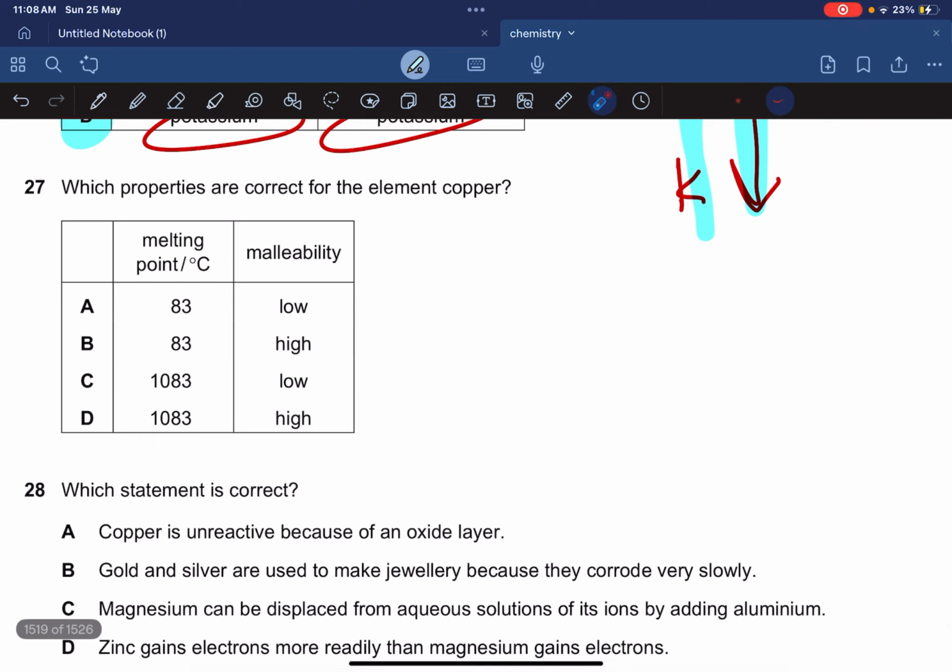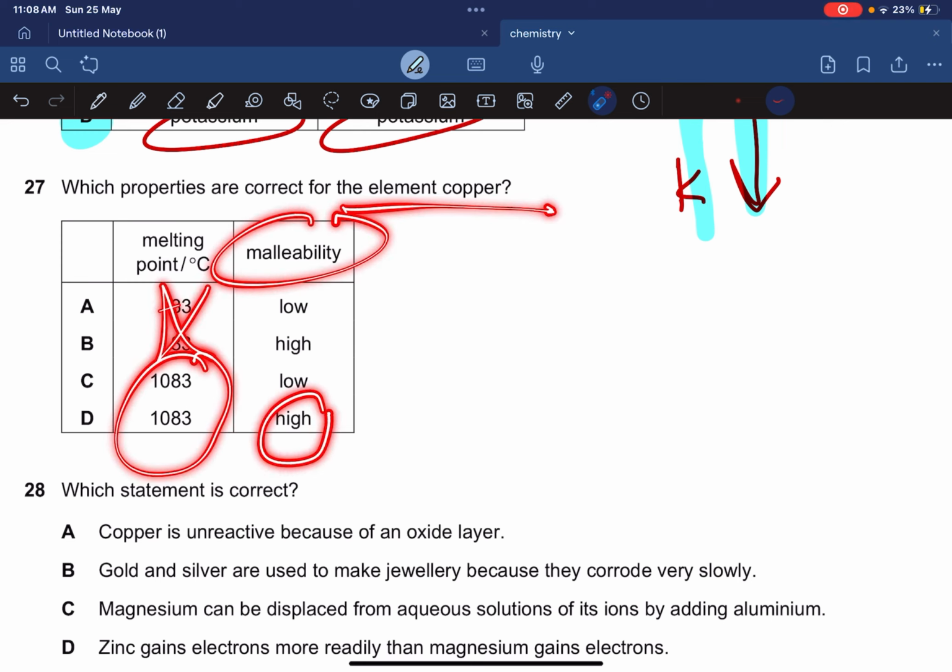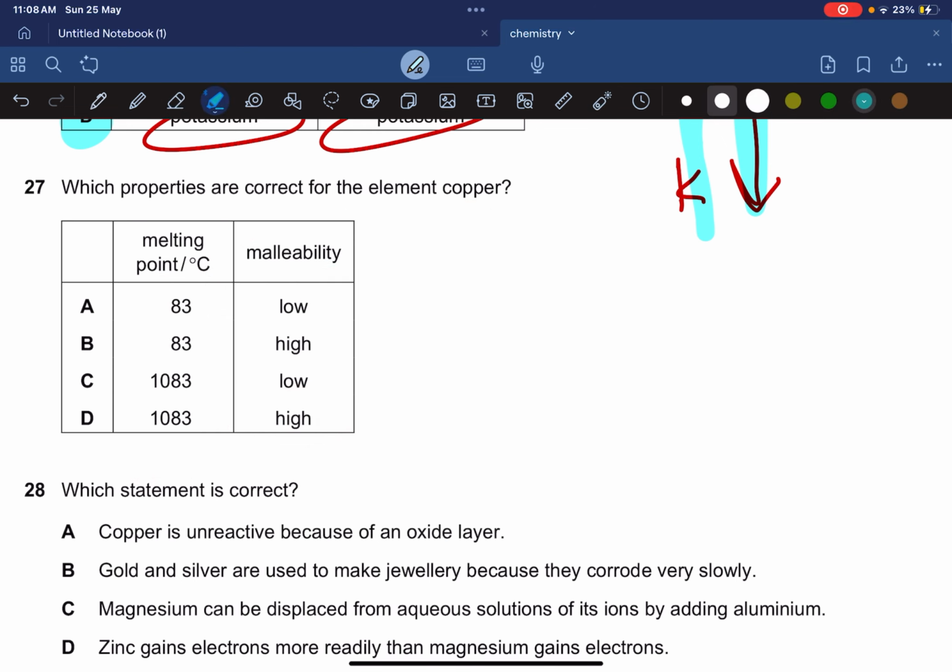Which properties are correct for the element copper, melting point? Obviously not this, because it's a transition element. It's going to have a high melting and boiling point. Malleability is going to be extremely high, because that's why you use copper in your electrical wiring, because of its high malleability and ductility, and moreover it's a transition element. So these are the characteristic properties. Wiring is about ductility and turning into sheets or layers is about malleability.